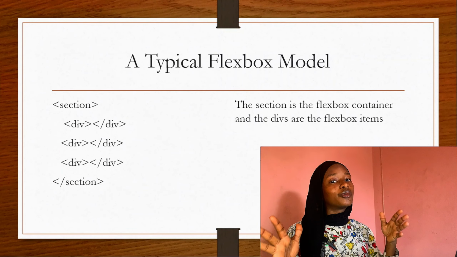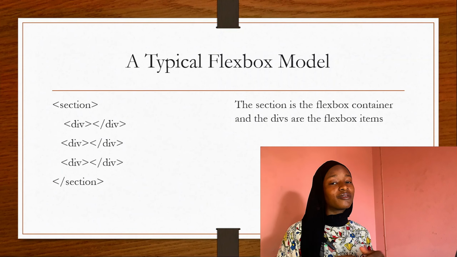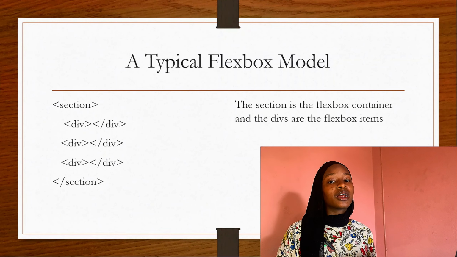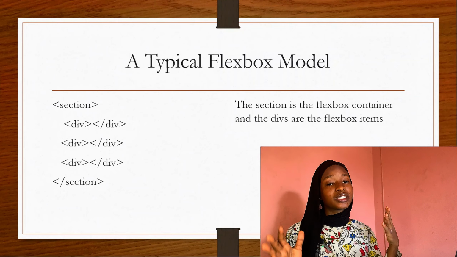This is a typical Flexbox model. So we have our section tag, which serves as our Flexbox container, and the three divs right next to each other, which are the Flexbox items.